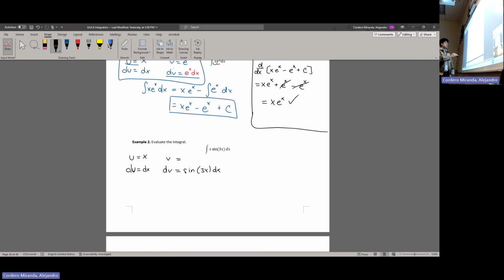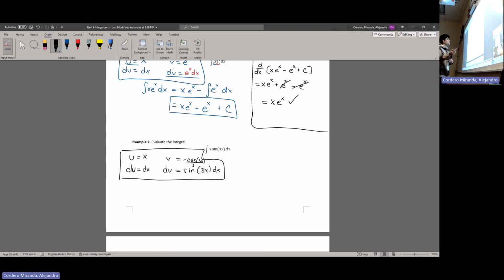Okay, and then what does that make v? Well, that would be the antiderivative of sine of 3x, which, if you're saying that's negative cosine of 3x, then you are wrong, because there's a chain rule involved, or really a u substitution involved. It's really negative cosine of 3x over 3.